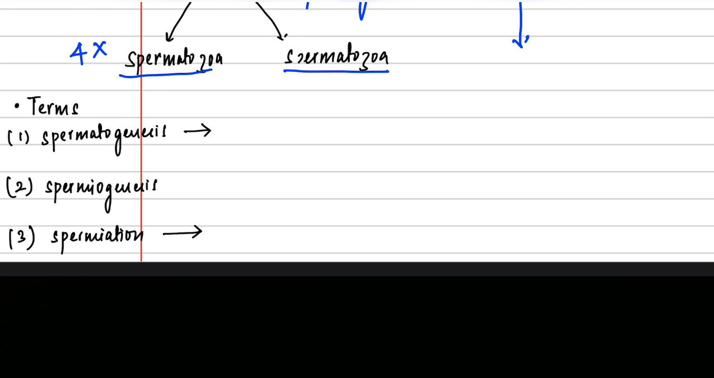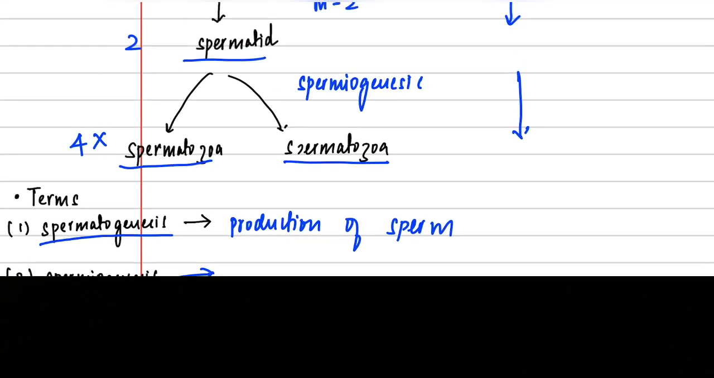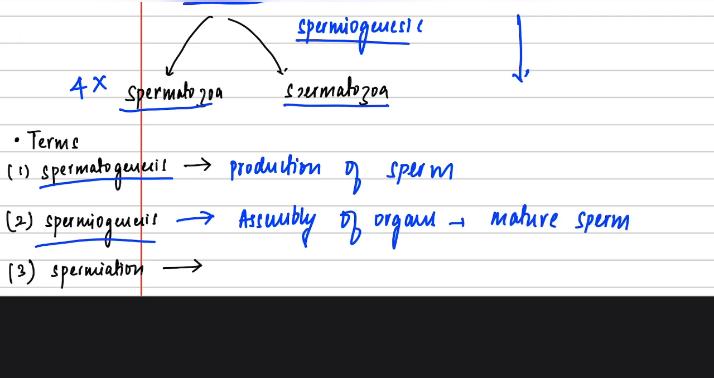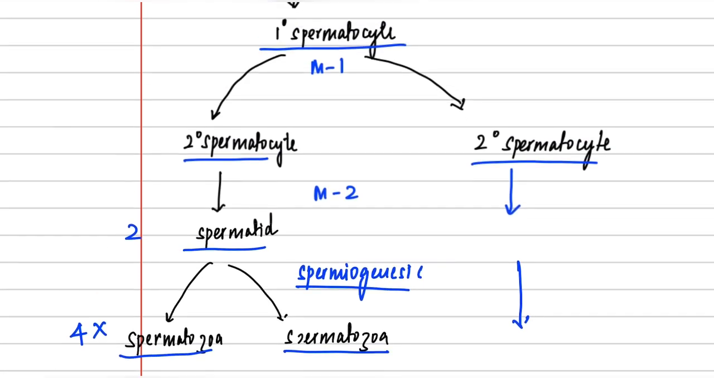Now let us look at some of the terms in spermatogenesis. The first term is spermatogenesis itself, which means production of sperm. What is spermiogenesis? It is the process I told you here, where spermatids get converted into spermatozoa. It is nothing but assembly of organs in order to produce mature sperm. What is spermiation? Spermiation is the release of sperm. So this is about spermatogenesis.